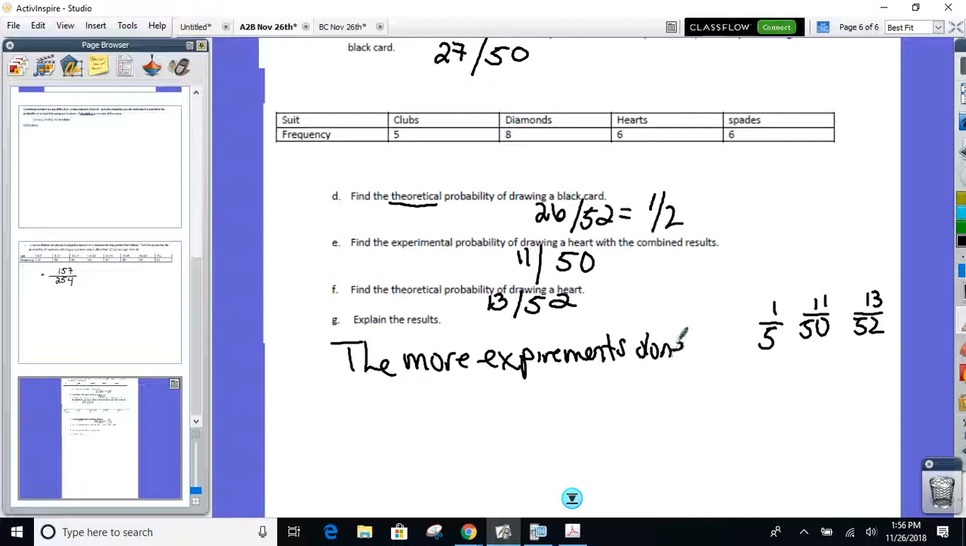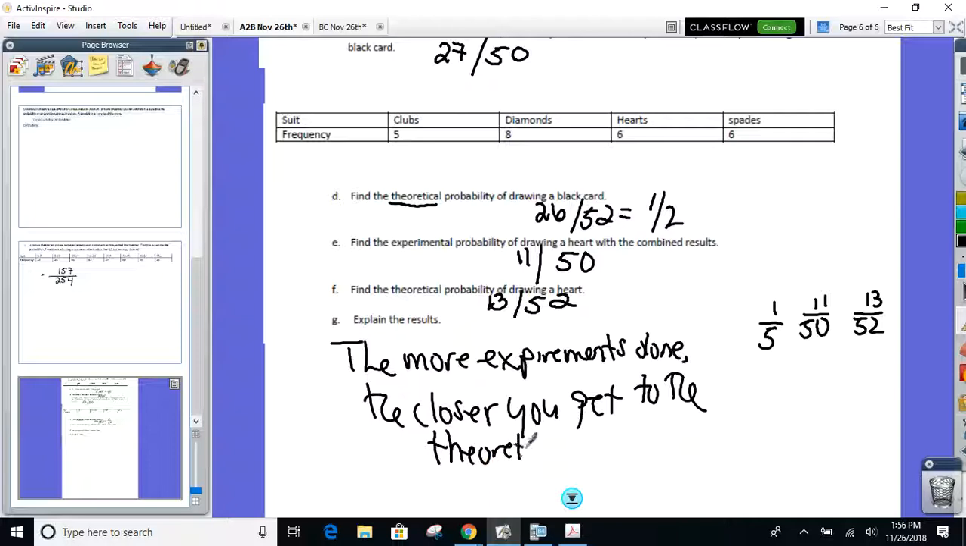You guys want to finish that for me? The more experiments done, the closer you get to the what probability? The closer you get to the theoretical probability. Will I ever hit it? Probably not, but I'm going to get awfully darn close the more I do. The closer you get to the theoretical probability.